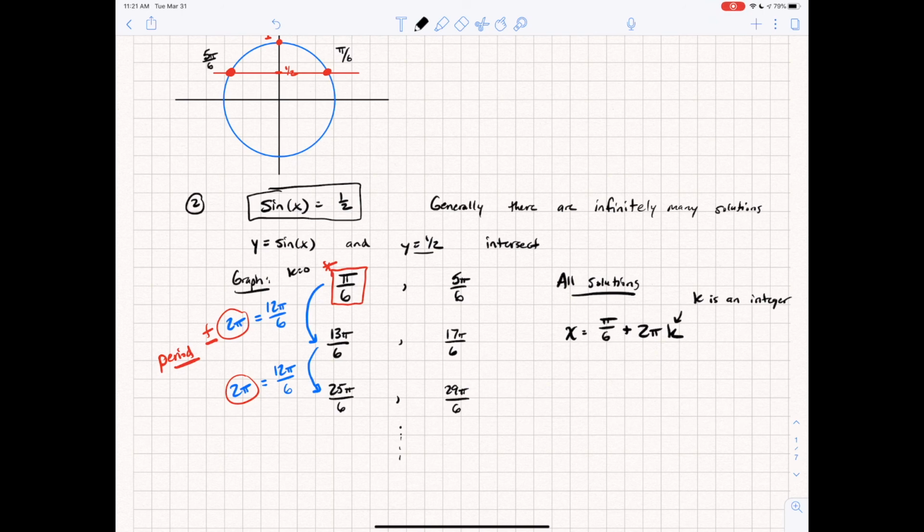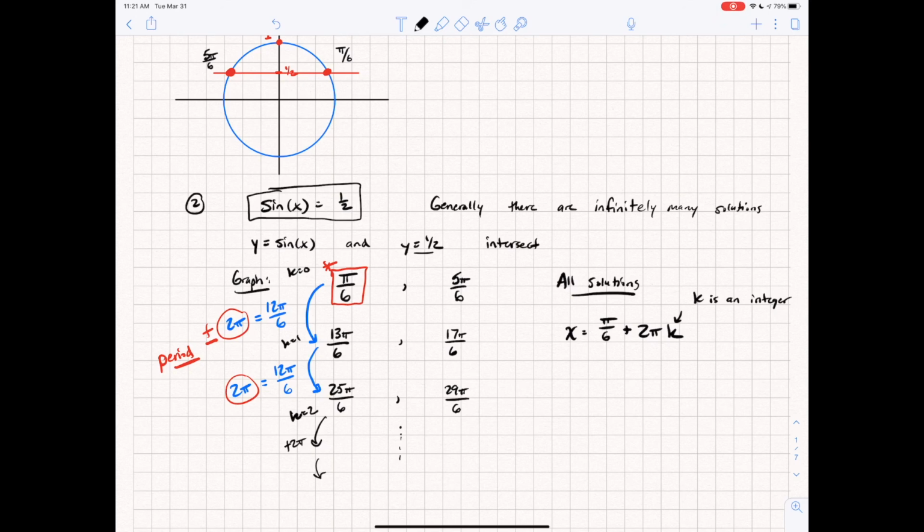So pi over 6 is associated with k is equal to 0, right? If I plug 0 in for k, then this entire plus 2 pi k disappears, and I have just my first solution. If I wanted to do k is equal to 1, find the next solution, the first answer after pi over 6, well, this would tell me to add 2 pi, which is worth 12 pi over 6, and I get 13 pi over 6. If I wanted to get two answers down, I would say k is equal to 2. I would add double 2 pi, which would be worth 24 pi over 6, or another 12, to 13 pi over 6, and get 25 pi over 6. And this process would continue. I would just add another 2 pi, add another 2 pi, add another 2 pi.